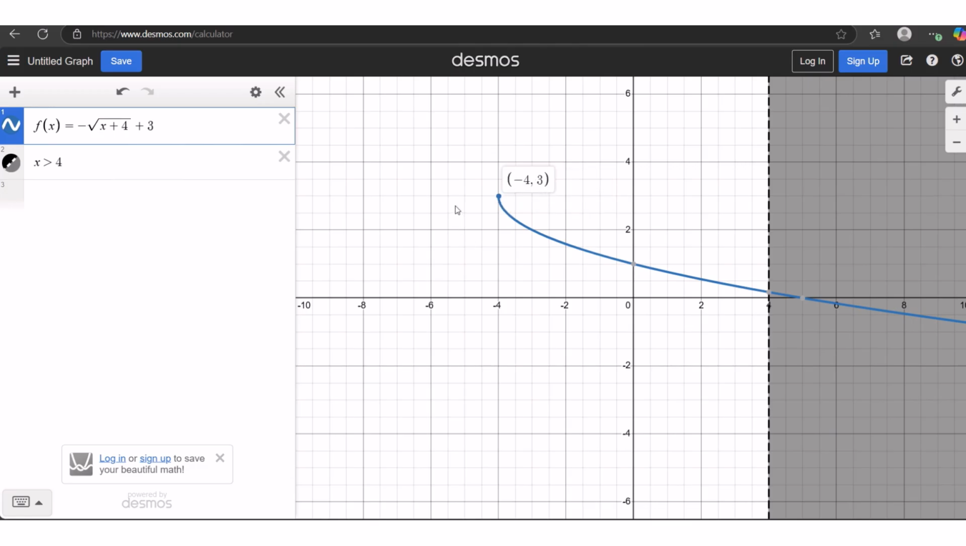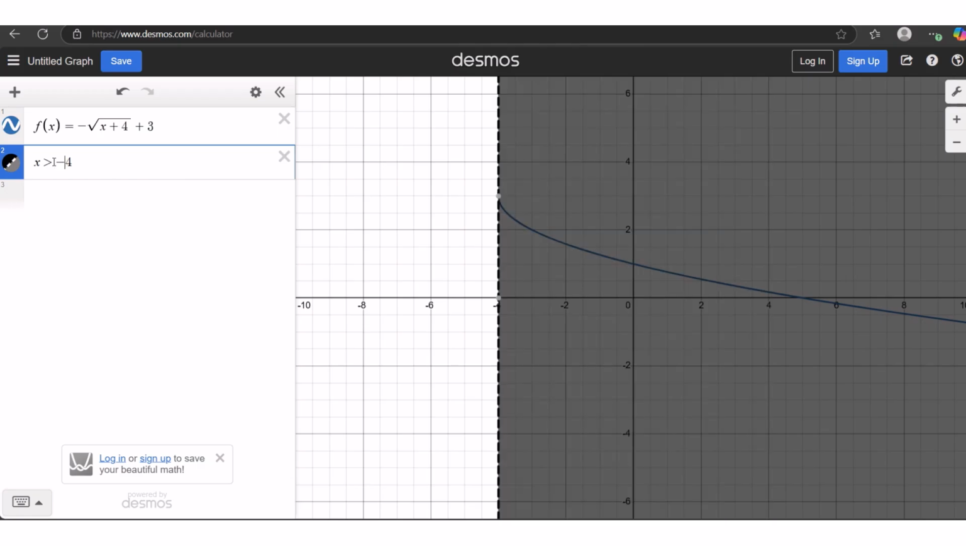Now, if you get here, hopefully you'll start to think, oh, wait a minute, that endpoint is at the -4. Maybe I should use a -4 instead of a +4. So if we come over here and change the +4 to -4, now I can see that my domain is in the right spot. So everything is covered in the shaded region except for the endpoint.